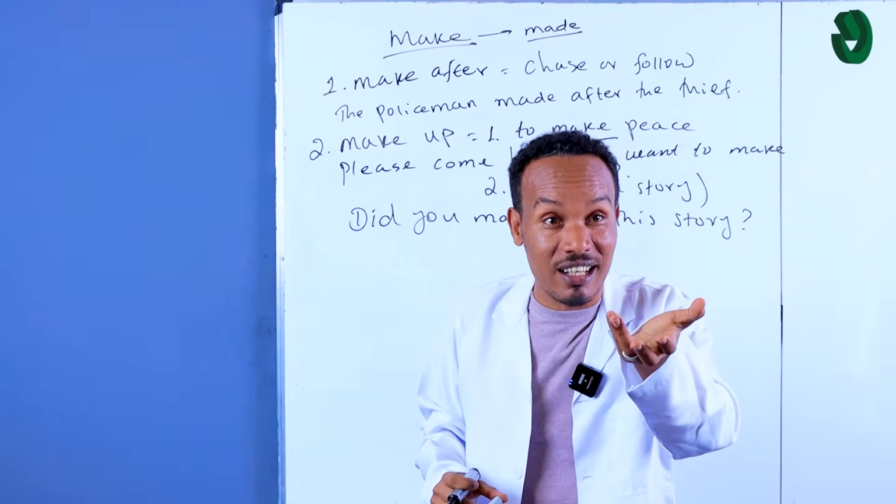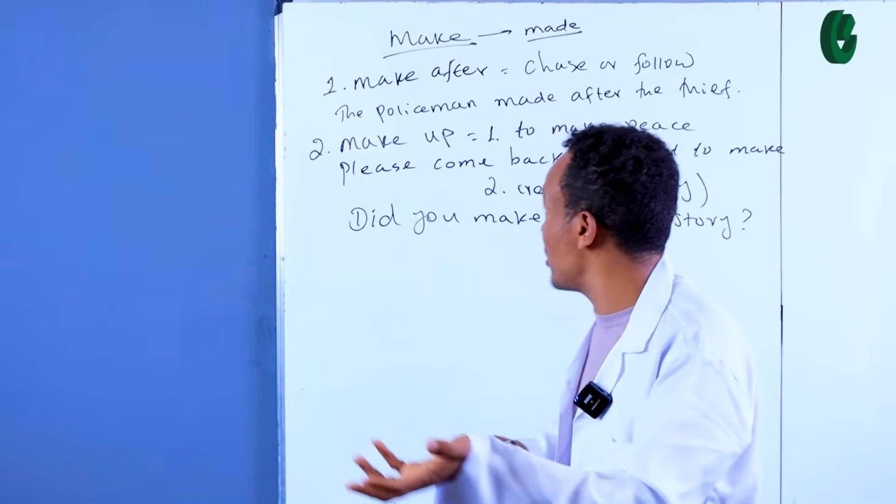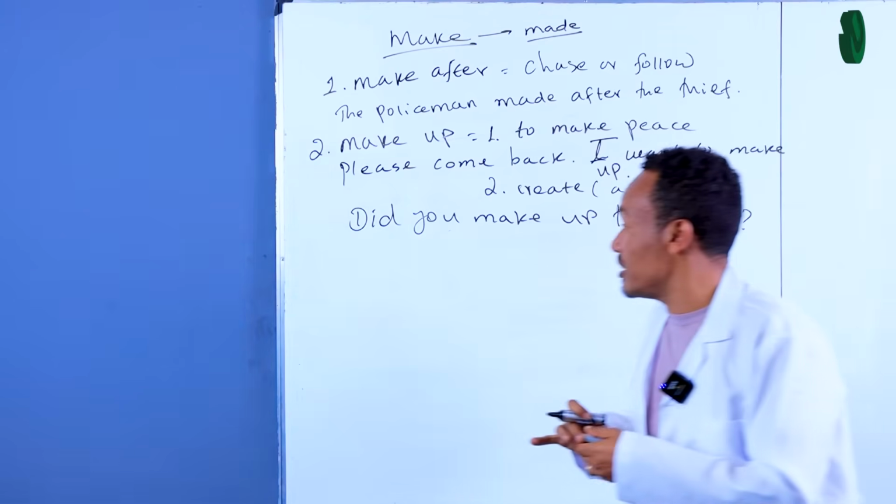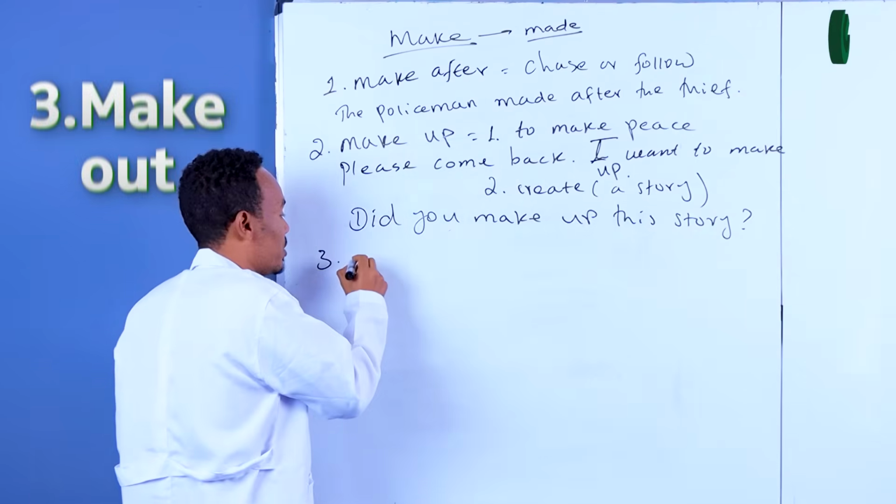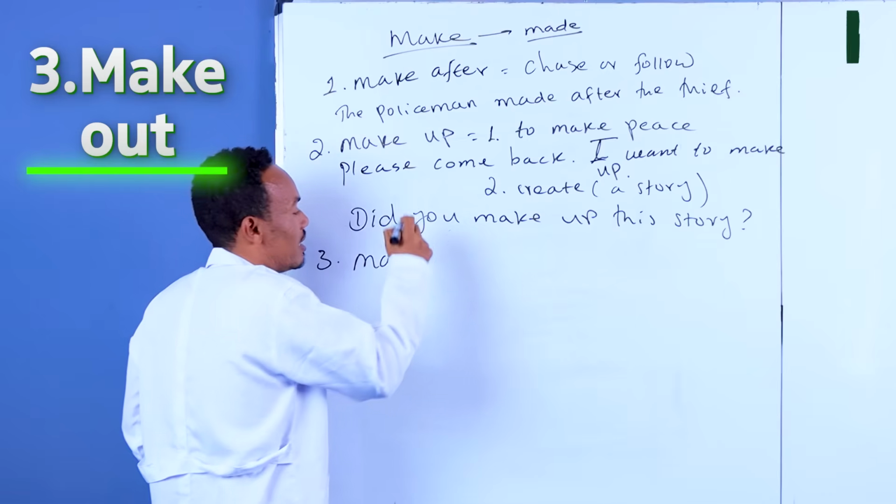All right. Is it clear? Interesting. Do you have a question here, please? No. Any question? All right. Interesting. And the next phrasal verb is make out.